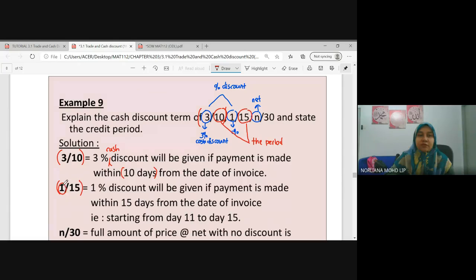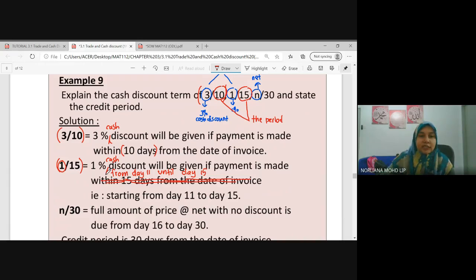Okay, 1/15. The 1 represents the percentage, so a 1% cash discount will be given if the payment is made within 15 days from the date of invoice, starting from day 11 until day 15. Maksudnya tadi hari ke-10 dapat 3%, so kalau bayar hari ke-11 sampai hari ke-15 akan dapat 1% je.